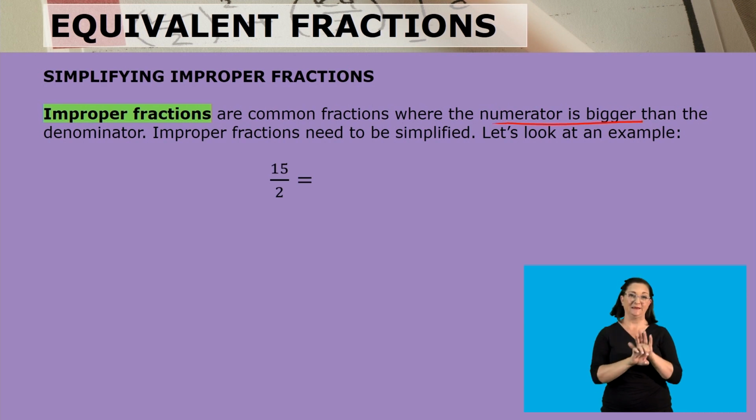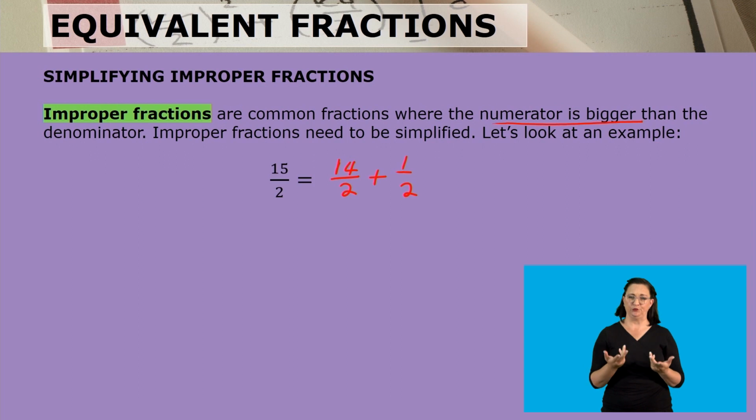So, an example is 15 halves. So that is 15 divided by 2. How can I now split this 15 so that it is no longer an improper fraction? So when I think of 15 halves, I can also think of 14 halves plus 1 half. Because if I have 15 halves, I can just split it into 14 and 1.